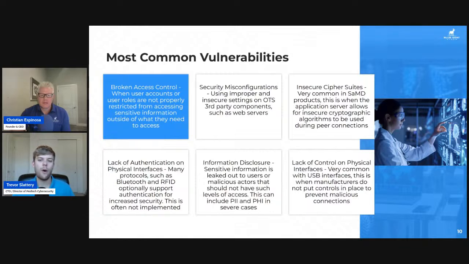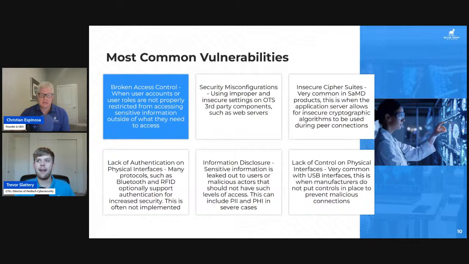So it's one of those low-hanging fruit things to get rid of that definitely looks good for the FDA. Another thing that we see all the time is lack of authentication on physical interfaces. This is very common, especially with Bluetooth and RFID. A lot of these protocols will support optional authentication, but it's not included by default.